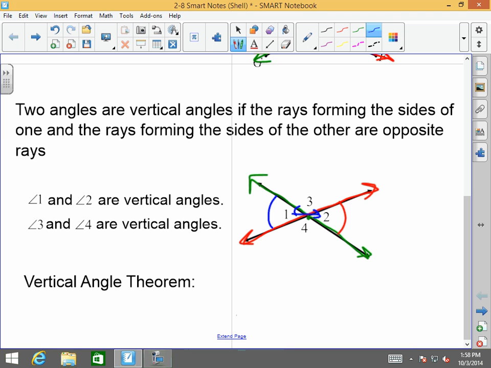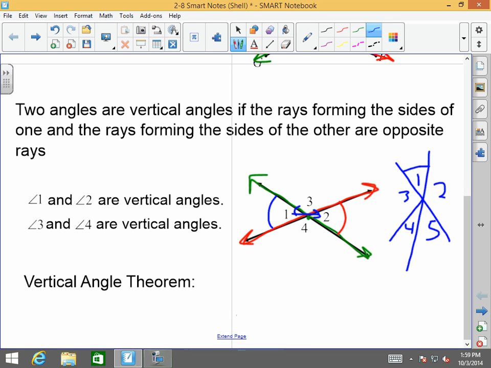So when angles are across from each other, pretty much they're vertical. But if and only if those angles were formed by the sides of two opposite rays. Now, I do want to show you an example that is not an opposite ray. Let's say I were to give you this, and then I say this, and then I say this. And I say angle 1, 2, 3, 4, and 5.